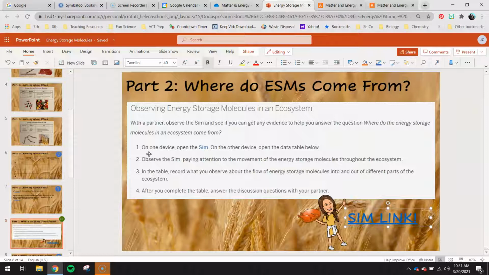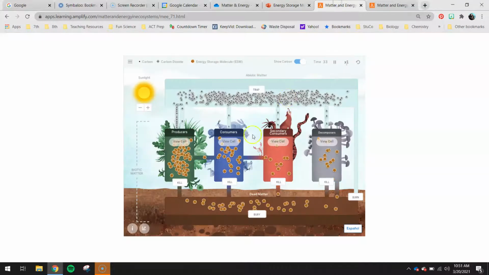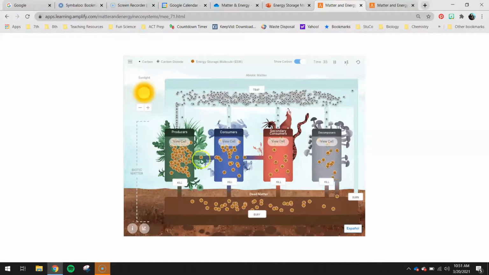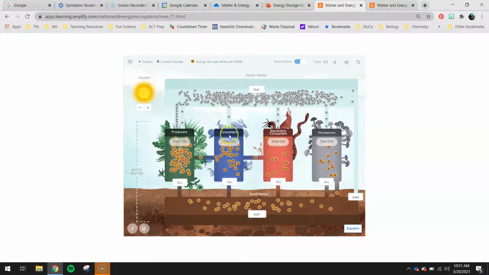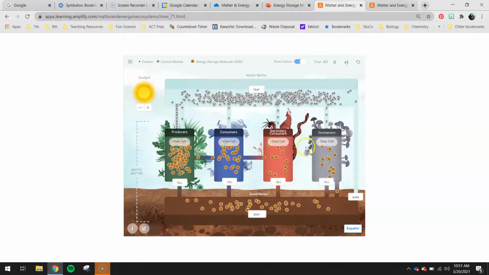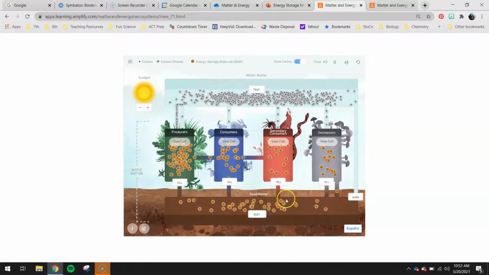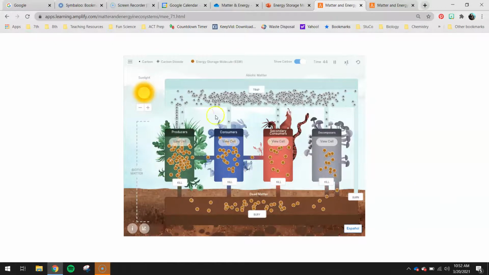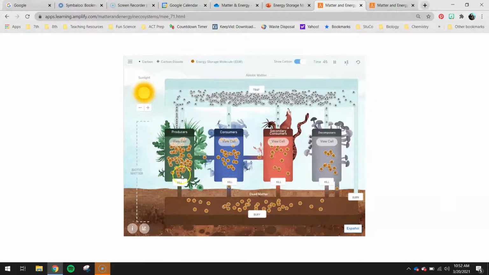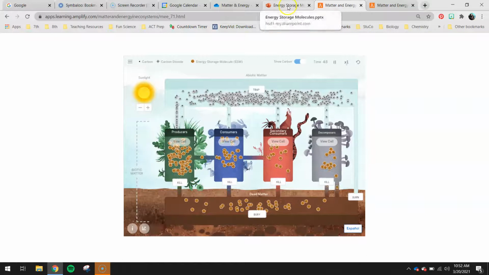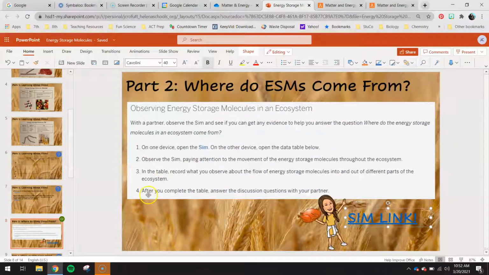Observe the sim, paying attention to the movement of the energy storage molecules throughout the ecosystem. So again, those are those little chocolate chip cookies. You can look and just observe one little guy and watch where it goes. All right, I'm watching this one. Oh, there it went here. So maybe watch one and see, and then come back and follow the pathway of another, or just watch in general the pathways that those energy storage molecules are taking. After you complete the table, answer the questions.